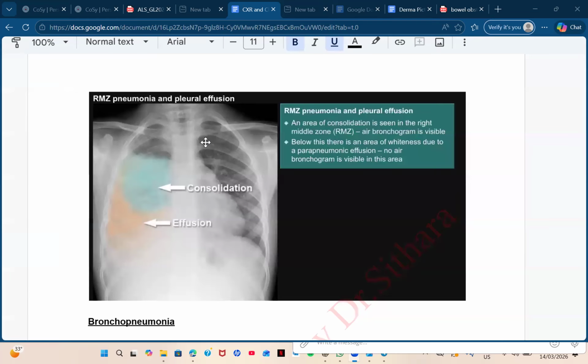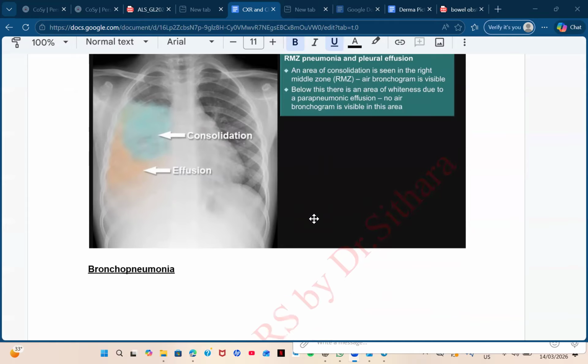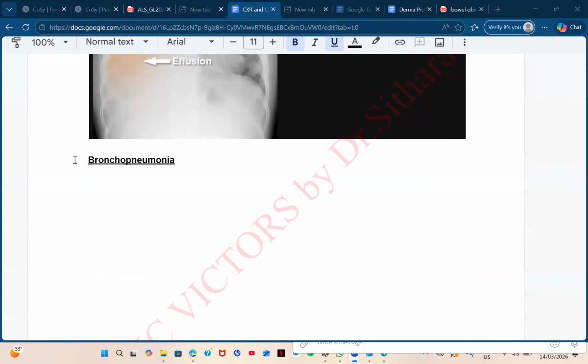Sometimes pneumonia can be complicated with pleural effusion, right? If they present like this, you can see the effusion signs here. I will explain pleural effusion, don't worry. I just added this picture to give an idea. After pneumonia, there can be pleural effusion as well, and we call it parapneumonic effusion, right?